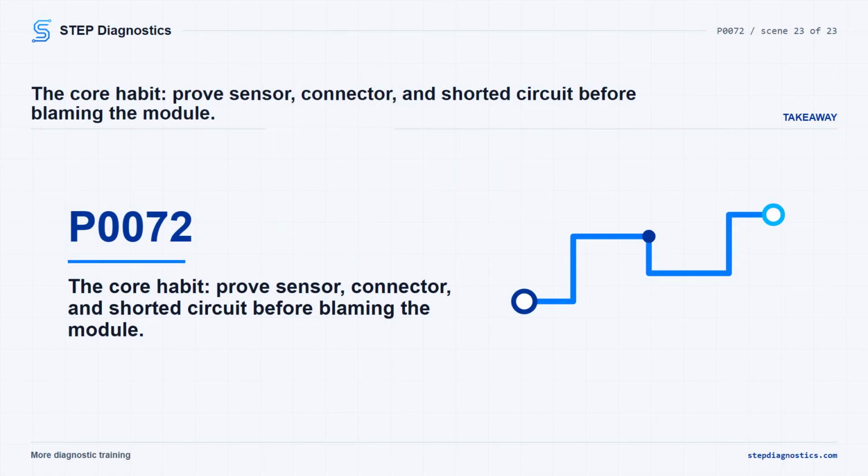The takeaway on P0072 is simple. Prove whether the low signal is coming from the sensor, the connector, or a shorted circuit before you blame the module. Do the connector checks early, simulate the circuit when you can, and verify the code stays gone at the end.